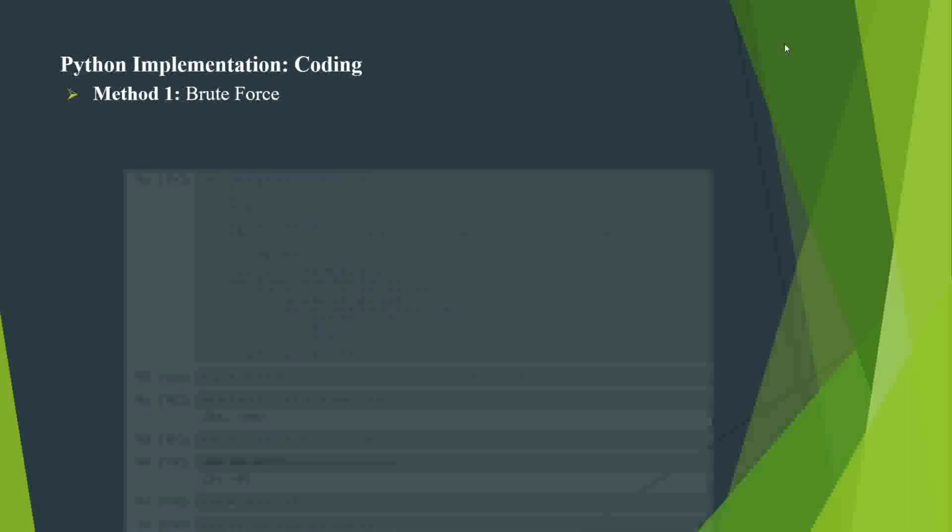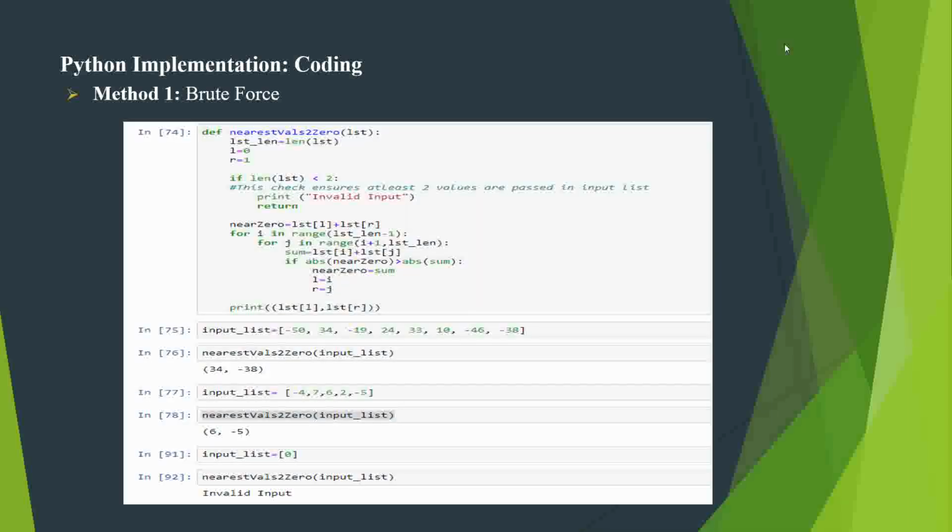Now let's see the coding for the first method. Here we defined a function called nearest value to 0. Here first we take the length of the input, then L and R values we have taken as 0 and 1. Now if length is less than 2, then the program must return invalid input. If the length is more than 2, then nearest 0 is equal to list of L plus list of R.